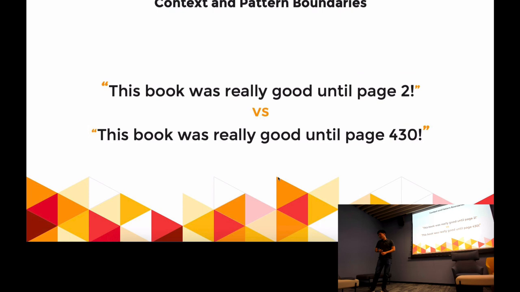And at the same time, there are limitations. When we talk about this example, "This book was really good until page 2," we don't know whether this means the same thing as "This book was really good until page 413." What if there were 430 pages? We are unsure of that.